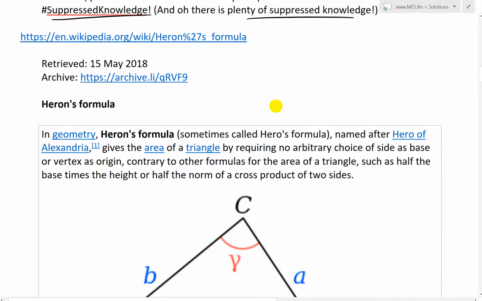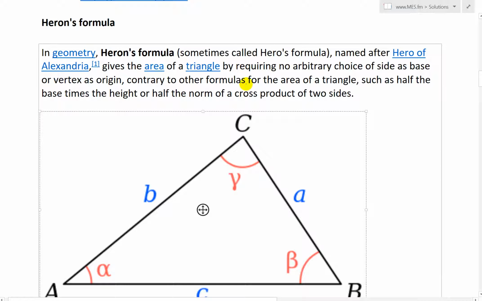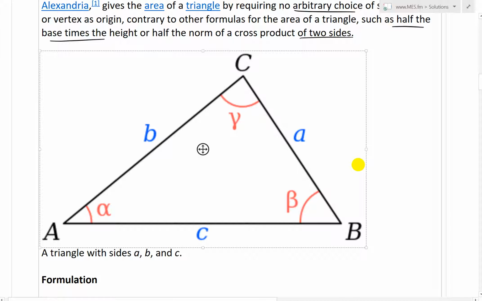So let's just jump into Heron's formula on Wikipedia. Heron's formula in geometry. Heron's formula, sometimes called Hero's formula, named after Hero of Alexandria, gives the area of a triangle by requiring no arbitrary choice of side as base or vertex as origin, contrary to the other formulas for the area of a triangle, such as half the base times height, or half the norm of a cross product of two sides. And that's looking at vector calculus, so check that up, or linear algebra, whichever one of the two.